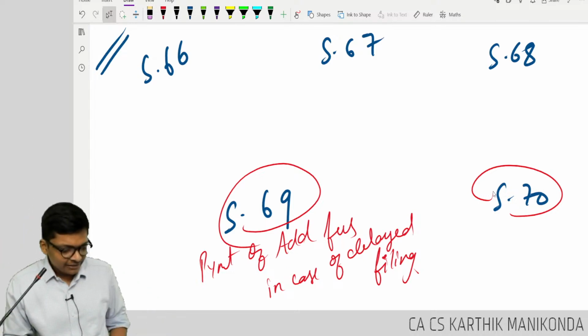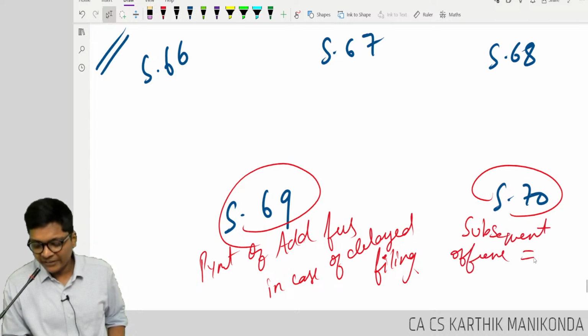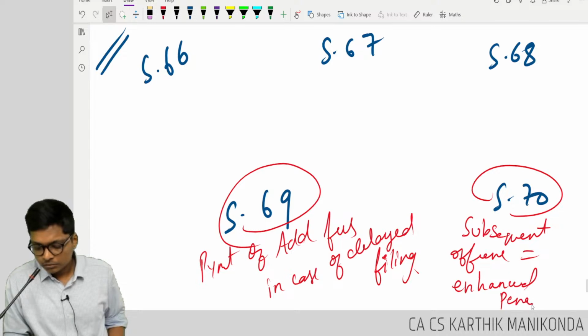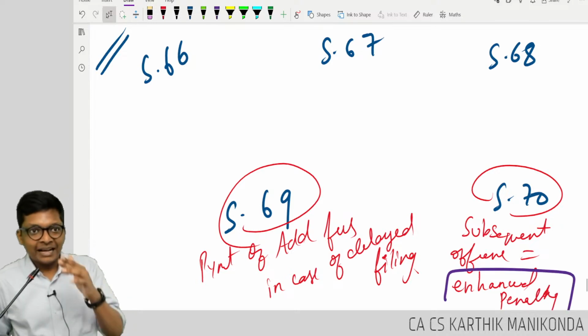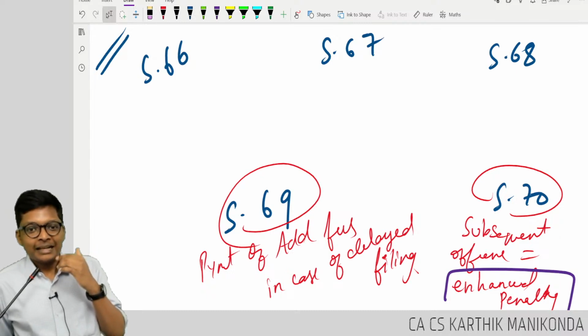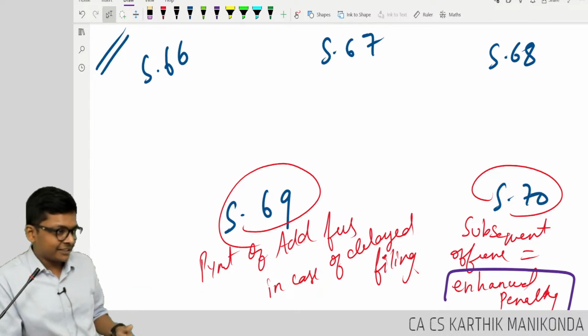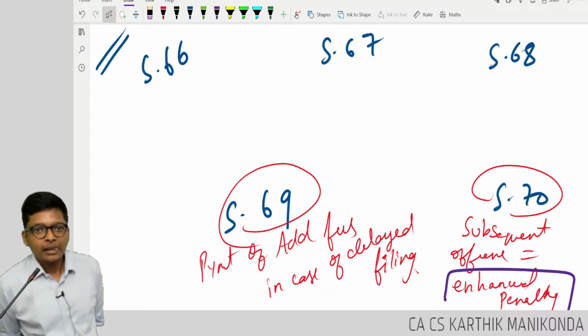This is what section 70 is called: in case of a subsequent offense, they will levy an enhanced penalty. Are you following, guys? Like enhanced or accelerated depreciation in income tax, where there is additional depreciation, similarly there is additional penalty. Are you guys following? Hello?